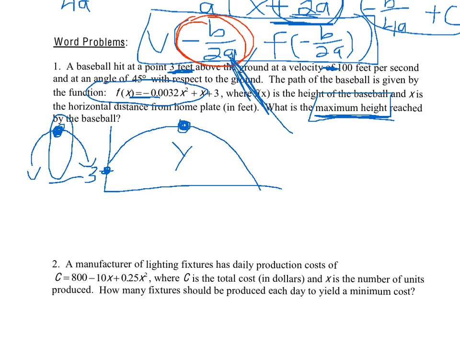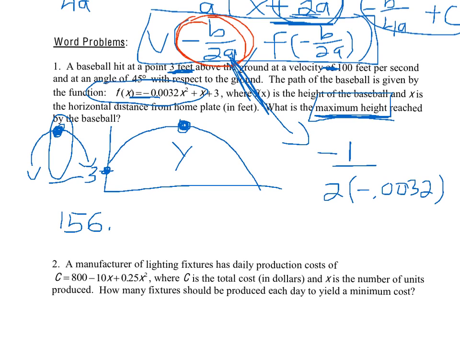Again, it's all right here, this negative b over 2a. So if I take negative b over 2a, well, negative b is just 1, and then it's over 2 times a, which is this negative 0.0032. This is where you rely on your calculator. Put this in your calculator. When you put that in your calculator, you wind up getting 156.25 feet. Now, what does this represent? This was negative b over 2a. This was the x value. So that's the x value of the vertex.